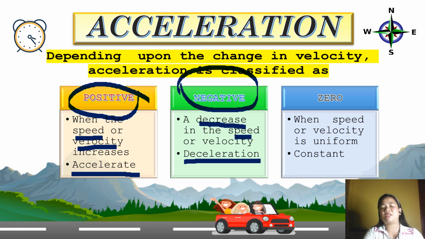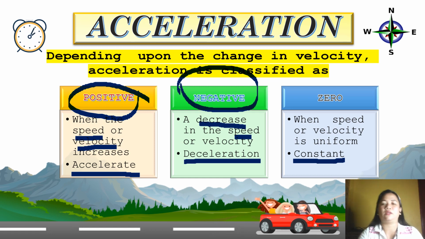The third one is zero acceleration. So, kung sabi natin zero, hindi ibig sabihin na walang motion. It's just that in zero acceleration, the speed and velocity is constant. Okay? Hindi nagbago. Okay, ganun pa rin yung speed niya over time. Okay? Kaya tinawag siyang zero acceleration. Pero it doesn't mean hindi siya gumagalaw. It's just that hindi lang nagbago yung kanyang speed or velocity. Okay? Next one.